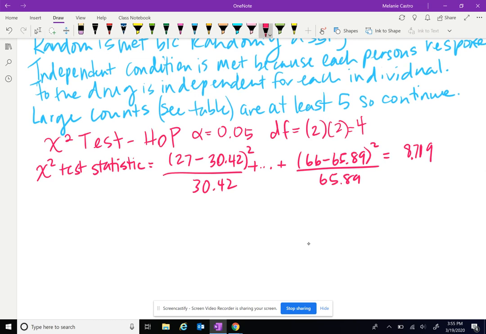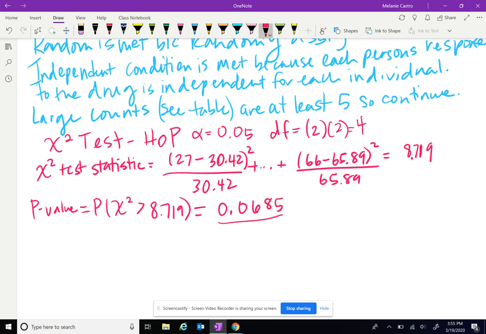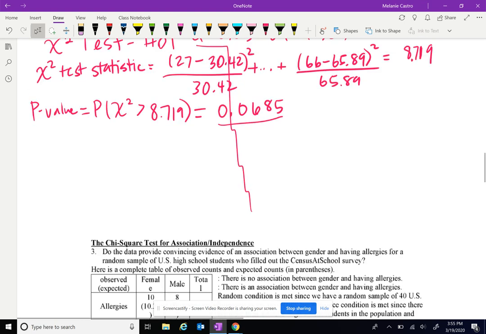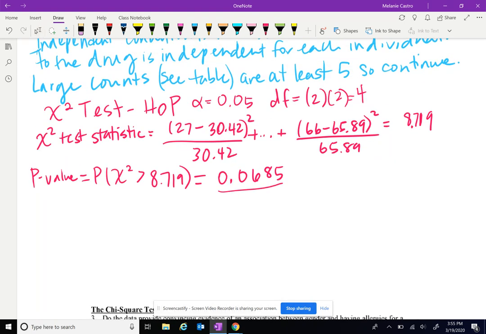For our p-value, the probability that we would see a chi-squared that high or higher is the probability under that curve. I got 0.0685. All right. We're going to compare our p-value to our alpha value and decide whether to reject or fail to reject.